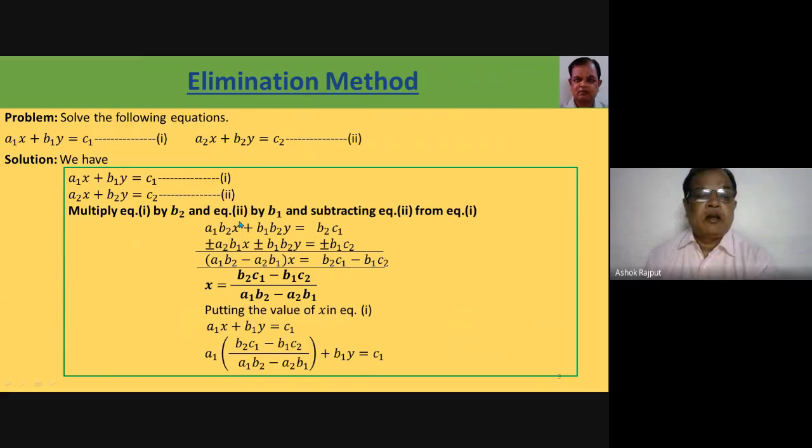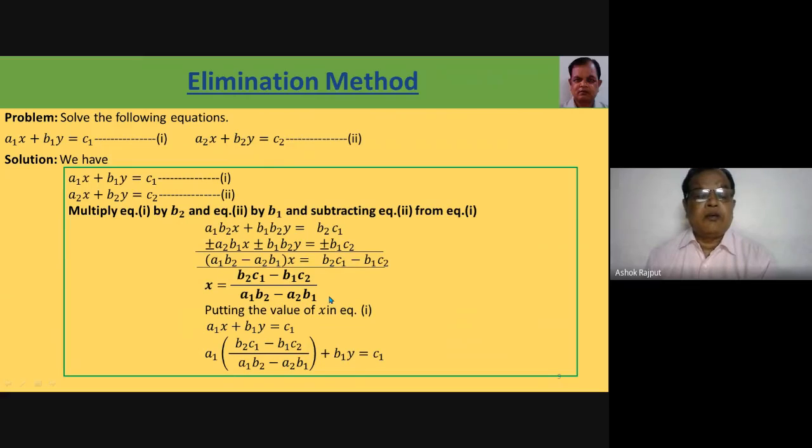Here we have taken x common, and here will remain in the bracket a1 b2 minus a2 b1, as it is written here, and here b2 c1 minus b1 c2. After that we will divide by this a1 b2 minus a2 b1 because we want to find the value of x. Therefore x will be b2 c1 minus b1 c2 by a1 b2 minus a2 b1.